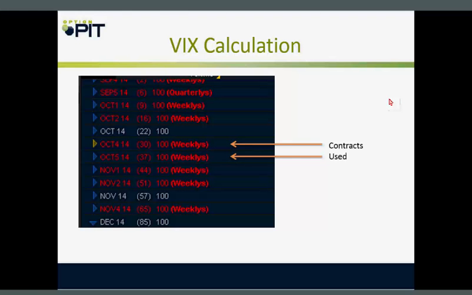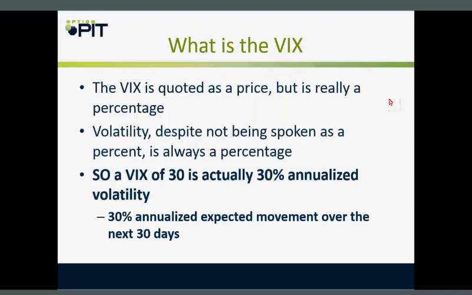So VIX is looking at the 30-day and the 37-day to calculate itself. That is where its calculation is coming from. The VIX is quoted as a price, but is really a percentage. Volatility, despite not being spoken as a percentage, is always a percentage. So a VIX of 30 is actually 30% annualized volatility. 30% annualized expected movement over the next 30 days.